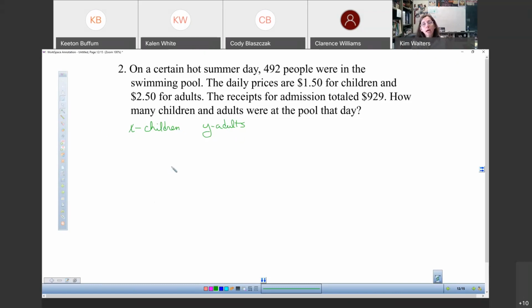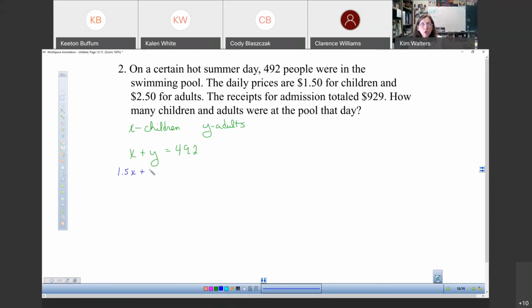So I've got two different types of numbers here. I've got numbers, and then I've got money numbers. My numbers go together. So X is the number of children, Y is the number of adults. That means that X plus Y is the total number of people. And then I'm going to put money together with these. So for the money numbers, I'm going to have $1.50 per child. I can drop the zero at the end. It's not significant. It's not causing any problems.